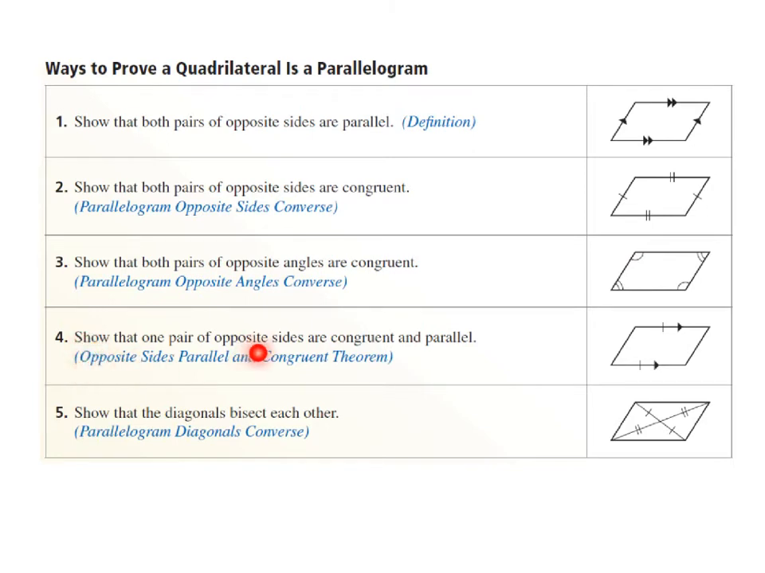Number 4, show that one pair of opposite sides are congruent and parallel. Notice it has to be the same pair of sides that is both congruent and parallel, and that's the opposite sides parallel and congruent theorem. And finally, number 5, show that the diagonals bisect each other, which is the parallelogram diagonals converse. So these are 5 ways to prove that a quadrilateral is actually a parallelogram.